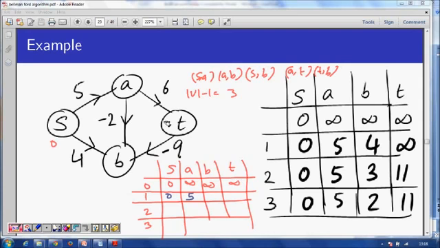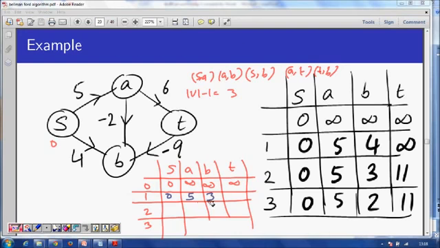So A becomes 5 now. And now I go to A to B. Now d of A is 5 and B is infinity, so 5 minus 2, it becomes 3. Then we do S to B: B is 3 now, and from S, 0 plus 4 is 4, so I will not update it.